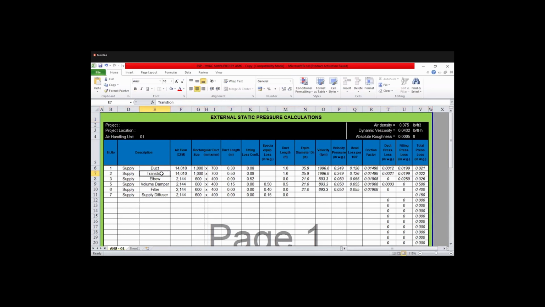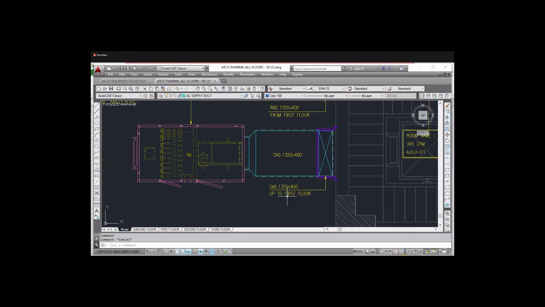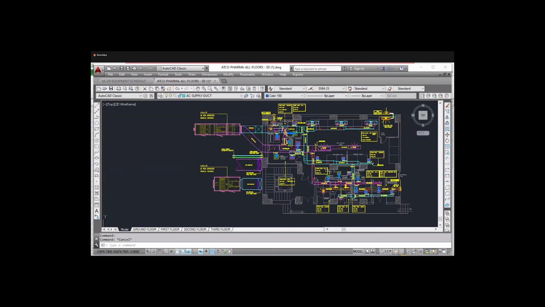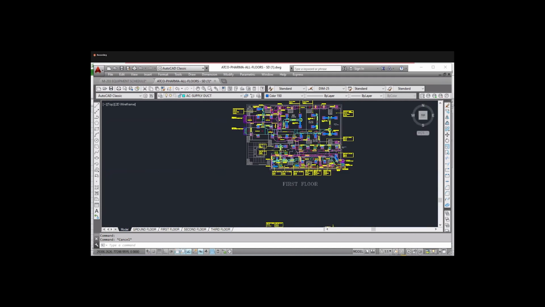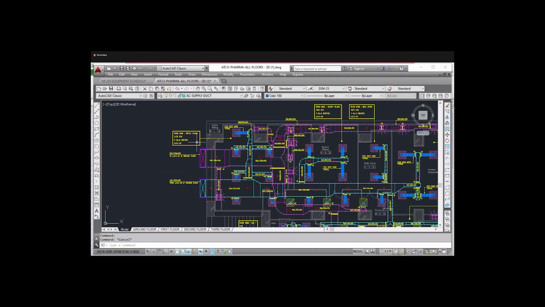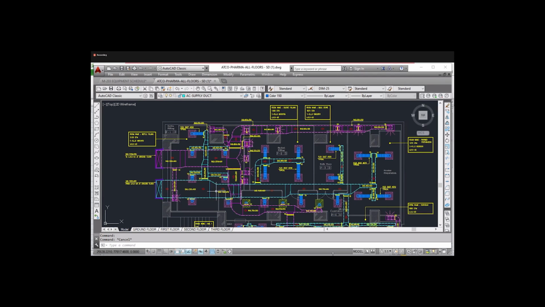Okay. So the transition here. What is the size of the transition and what is the CFM? So we have to mention the CFM also. So what is the CFM here of the AHU? The total CFM is, so which rooms is it providing? So we have to calculate all this CFM. So let's calculate.